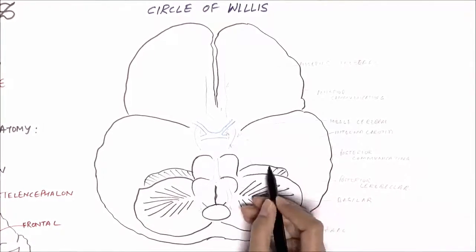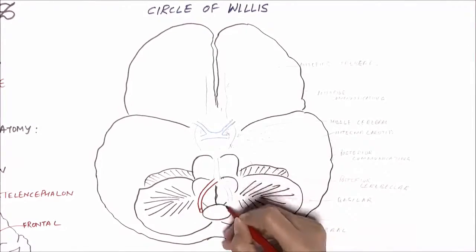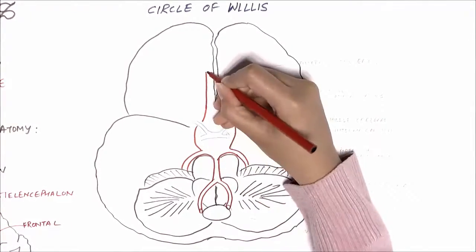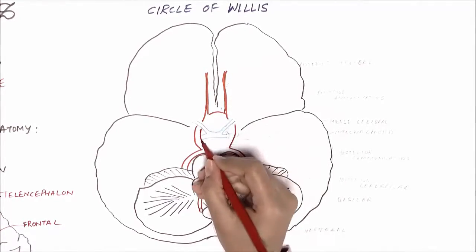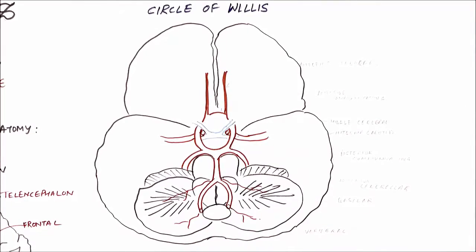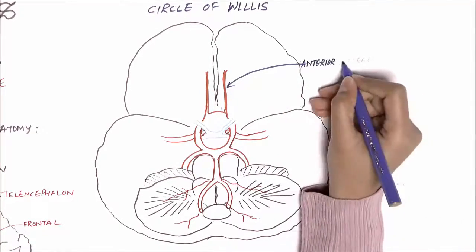It's formed when the internal carotid artery enters the cranial cavity bilaterally and divides into the anterior cerebral artery and middle cerebral artery. The anterior cerebral arteries are then united by an anterior communicating artery. These connections form the anterior half of the circle of Willis.